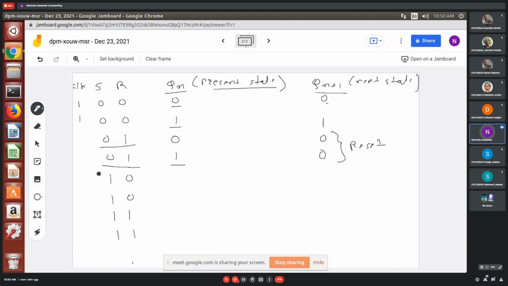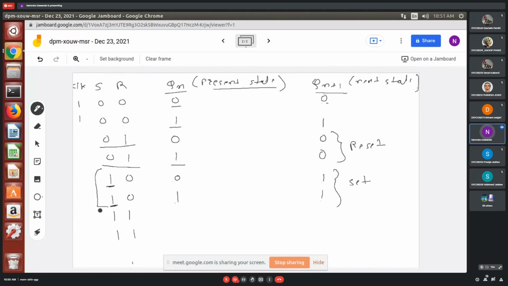Now for these two conditions, 1, 0, if the present state is 0 and if the present state is 1, because of this S is 1, this is the set state. I will always get the next state output as 1 for both. Though the present state is 0, the next state will be 1. Though the present state is 1, the next state will be 1. So if the set S is 1, then we always get the next state output as the set state.